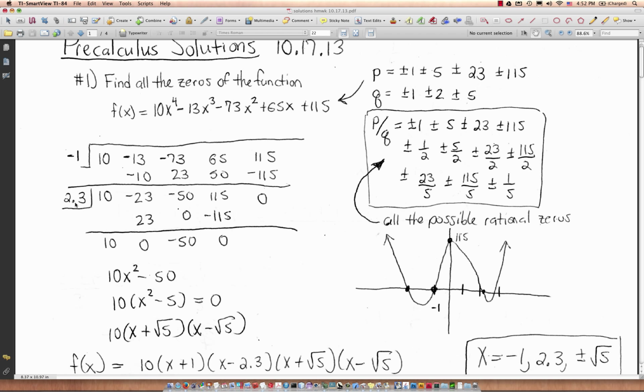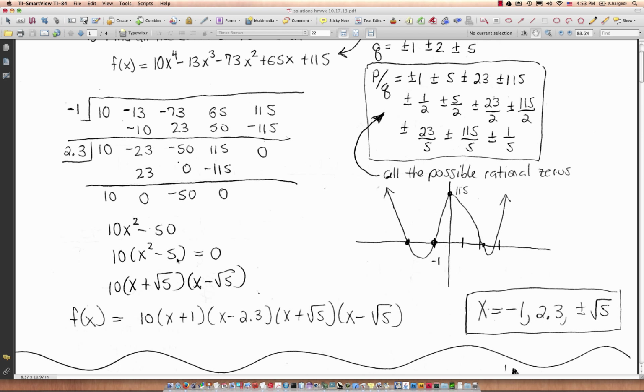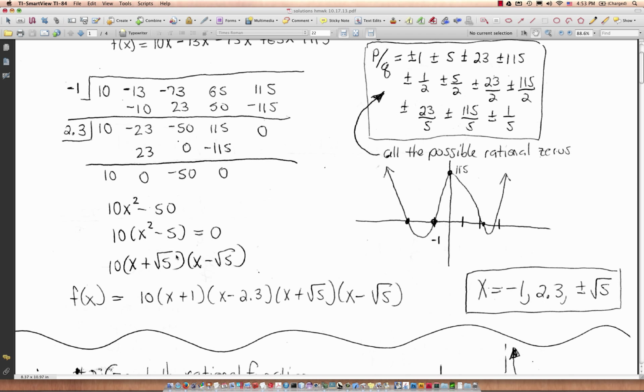Synthetically divide 2.3 and I get 10x squared minus 50. So I get this. Factor out a 10 and I get x squared minus 5. Set that equal to 0 and we get plus or minus square root of 5, and those are the remaining zeros. So this part factors into 10 times x plus square root 5, x minus square root 5, and the other two zeros become these factors. So the function factors as 10 times x plus 1 times x minus 2.3 times x plus square root of 5 times x minus square root of 5. These are the zeros of the function, and that's how you use your calculator successfully to find all of the zeros.